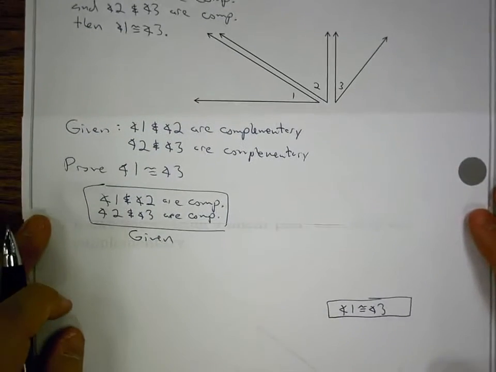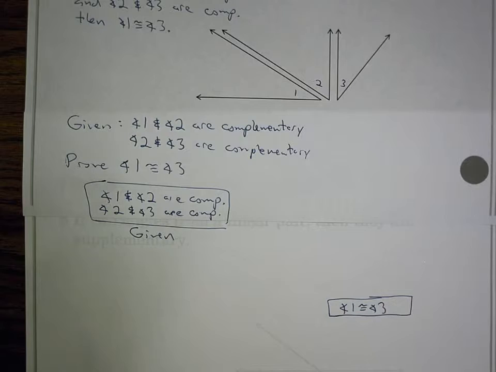Move it up here. So, we have complementary angles. We want to show that angle 1 and angle 3 are congruent.